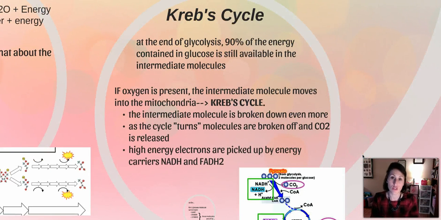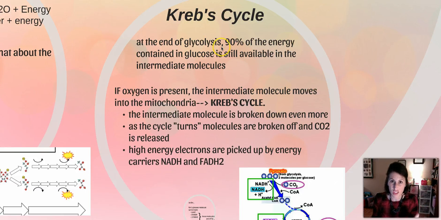After that is broken down, so we have the 2 separate molecules that are leftovers of the glucose, we have the Krebs cycle. At the end of glycolysis, we still have 90% of the energy contained in those 2 molecules that have been broken in half from the glucose. If oxygen is present, then those 2 molecules are going to move into the mitochondria, and this is called the Krebs cycle.